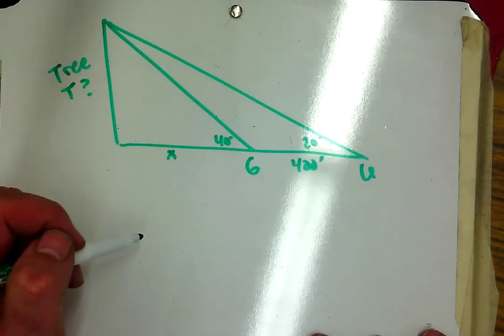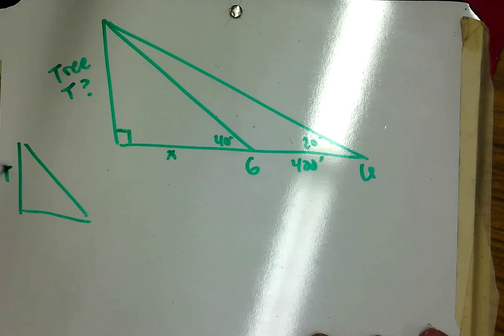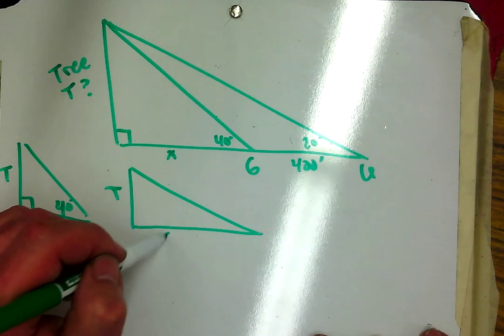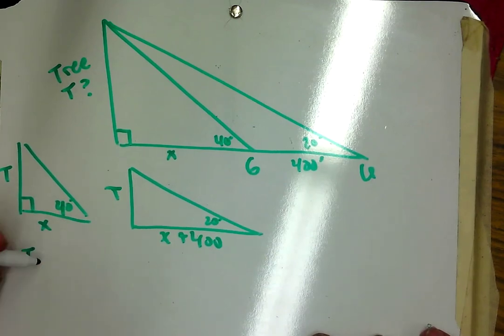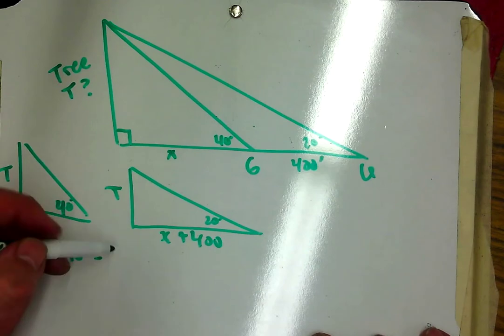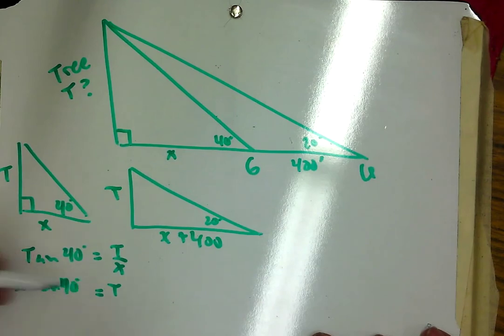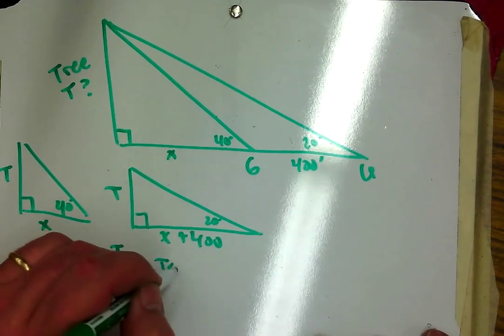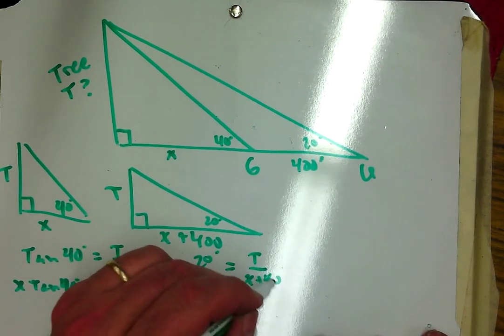Well, we don't know this distance, but we're going to need it because, again, I have to split this up into two right triangles. One right triangle with t, x, and 40 degrees, and this other big right triangle with t, x plus 400, and 20 degrees. So if we write a tangent equation for each, tangent 40 equals t over x, or t equals x tan 40. I can also write this equation and then solve it for t. Tan 20 equals t over x plus 400.